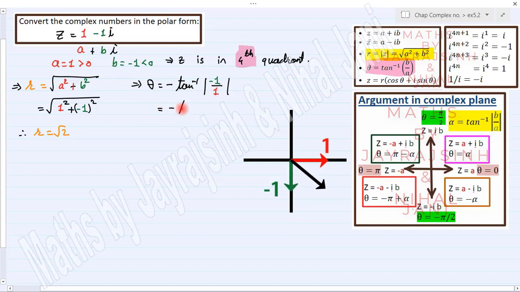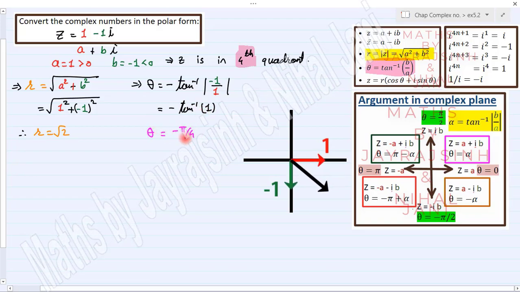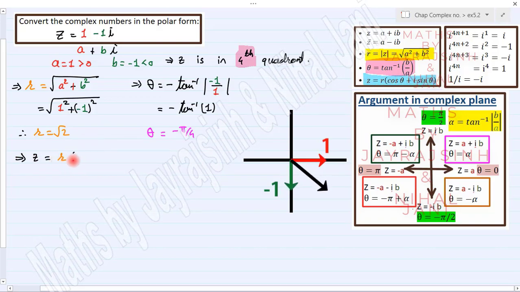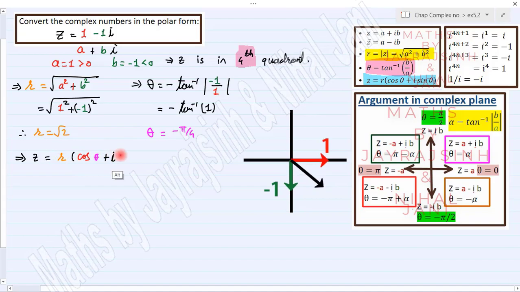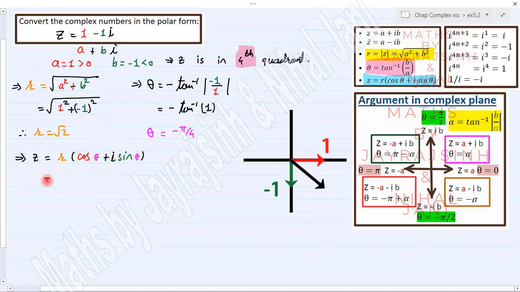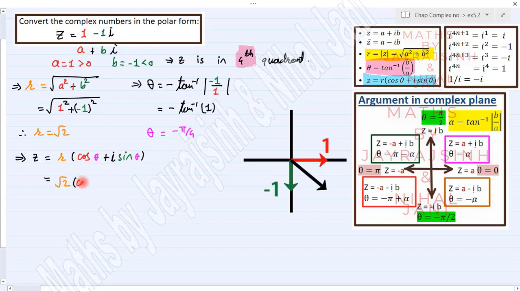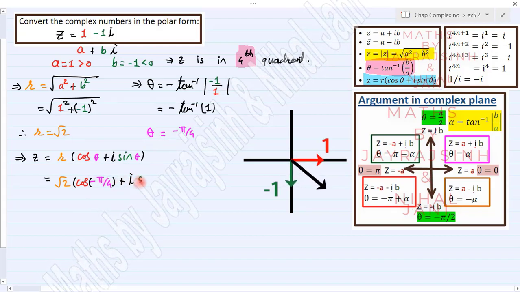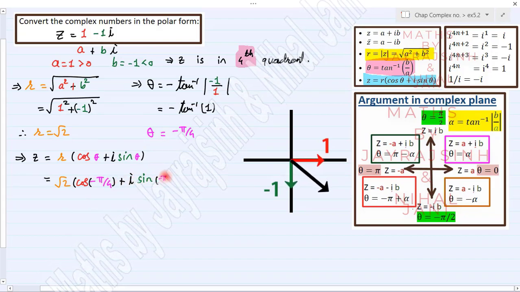So here we have to find tan inverse of 1, which will give us theta equal to minus pi by 4. So we get both quantities and we are ready to convert our complex number into the polar form, which is r into cos theta plus i sin theta, where r is root 2 and theta is minus pi by 4, so cos minus pi by 4 plus i sin minus pi by 4.